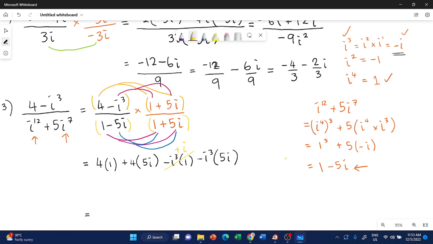Do you have questions for this one? No, madam. Understood. Vishnu, okay? Okay, madam. So another one we have here: negative i power 3 times 5i. That means we have negative 5 i power 4. But i power 4 is 1, positive 1. So this one will be simplified to what?